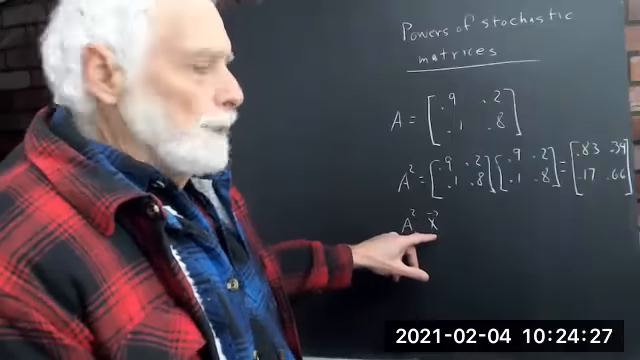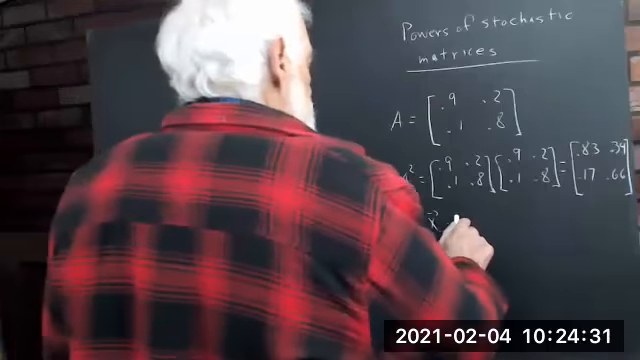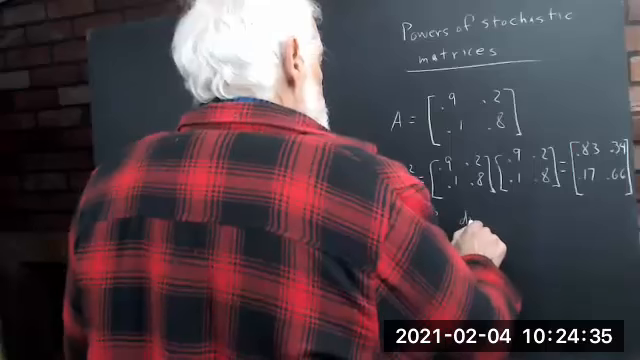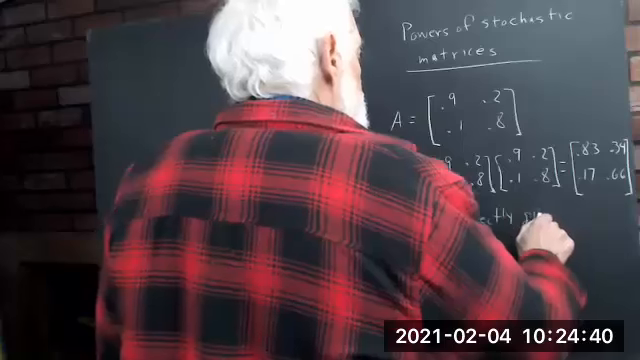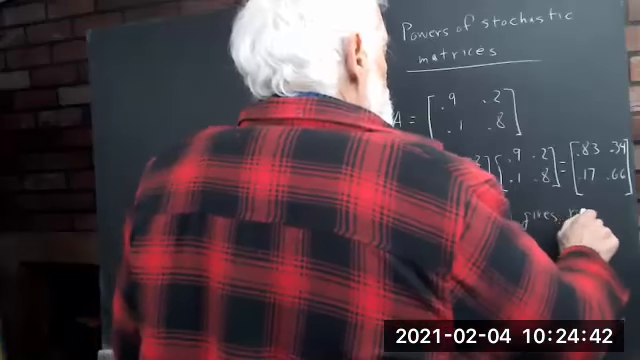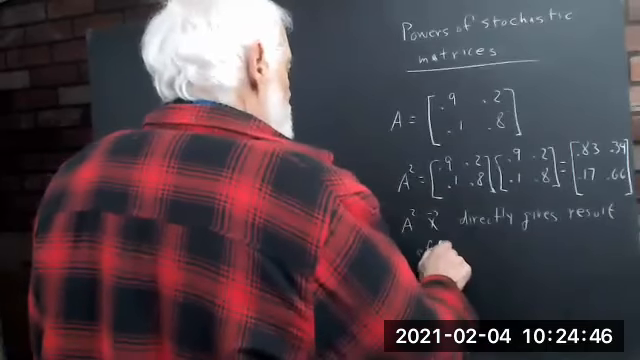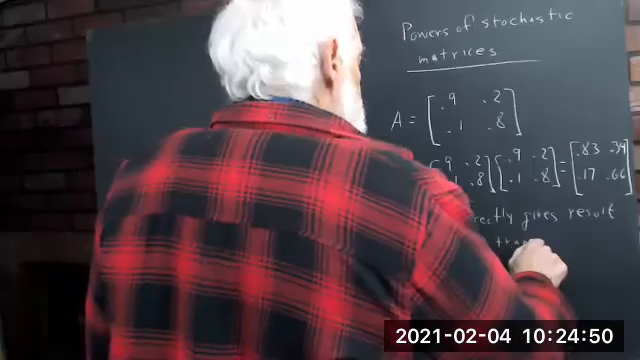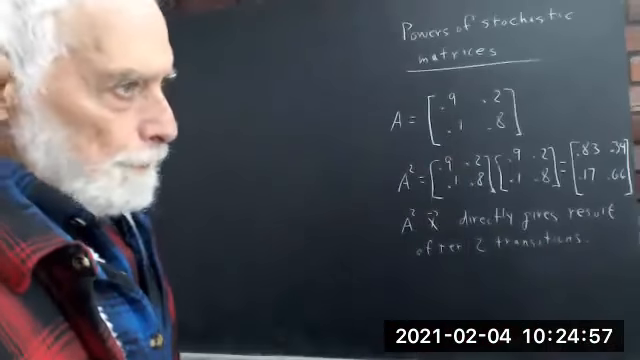Okay, A squared times your X vector directly gives a result after two transitions.